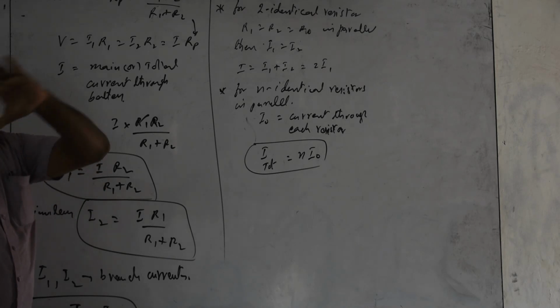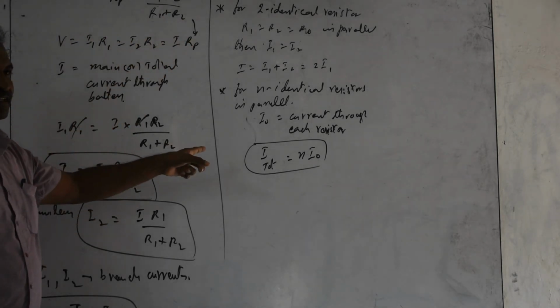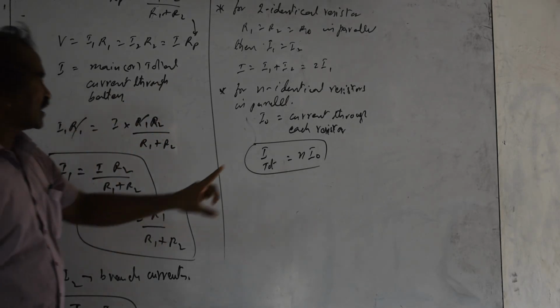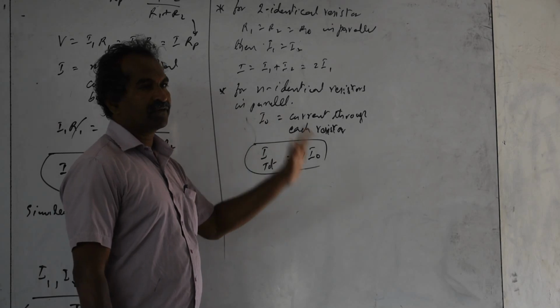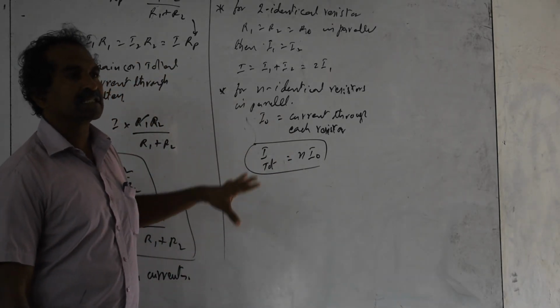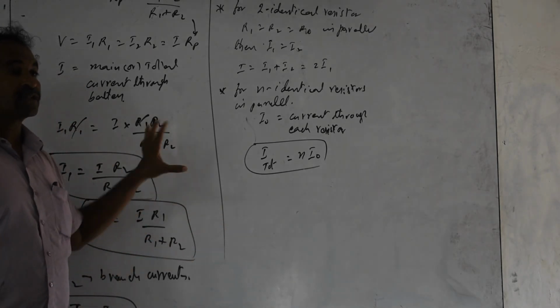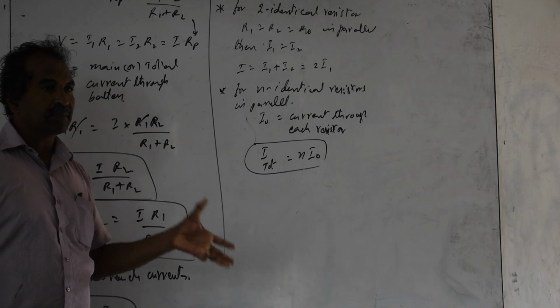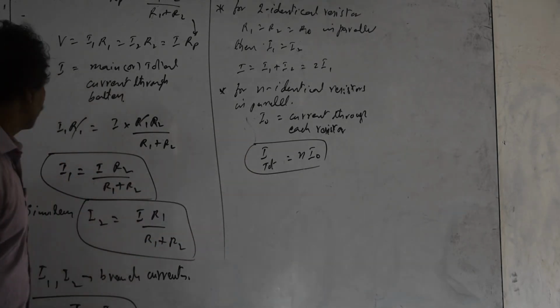If all are the same 100 watt bulbs, that means identical resistances. So each bulb's current will be I naught, and the total current is equal to n times I naught, equally divided. Otherwise, it depends on their resistances, more or less. Devices are marked with different voltages, and power we will discuss later. Depending on the resistance, we can calculate the current they consume.